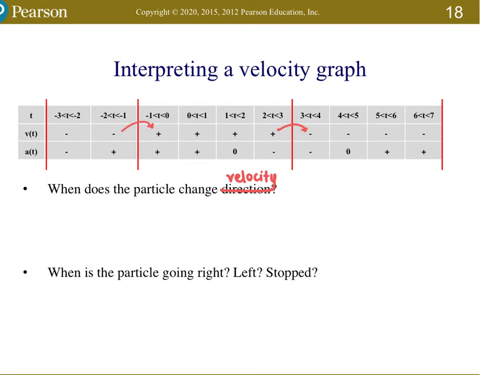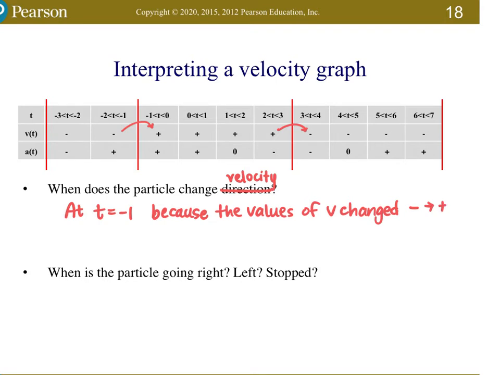And so I'm changing velocity at time equals -1 because the values of v changed from negative to positive. And then again at time equals 3, for a similar reason, not exactly the same, but because the values of v this time changed from positive to negative.